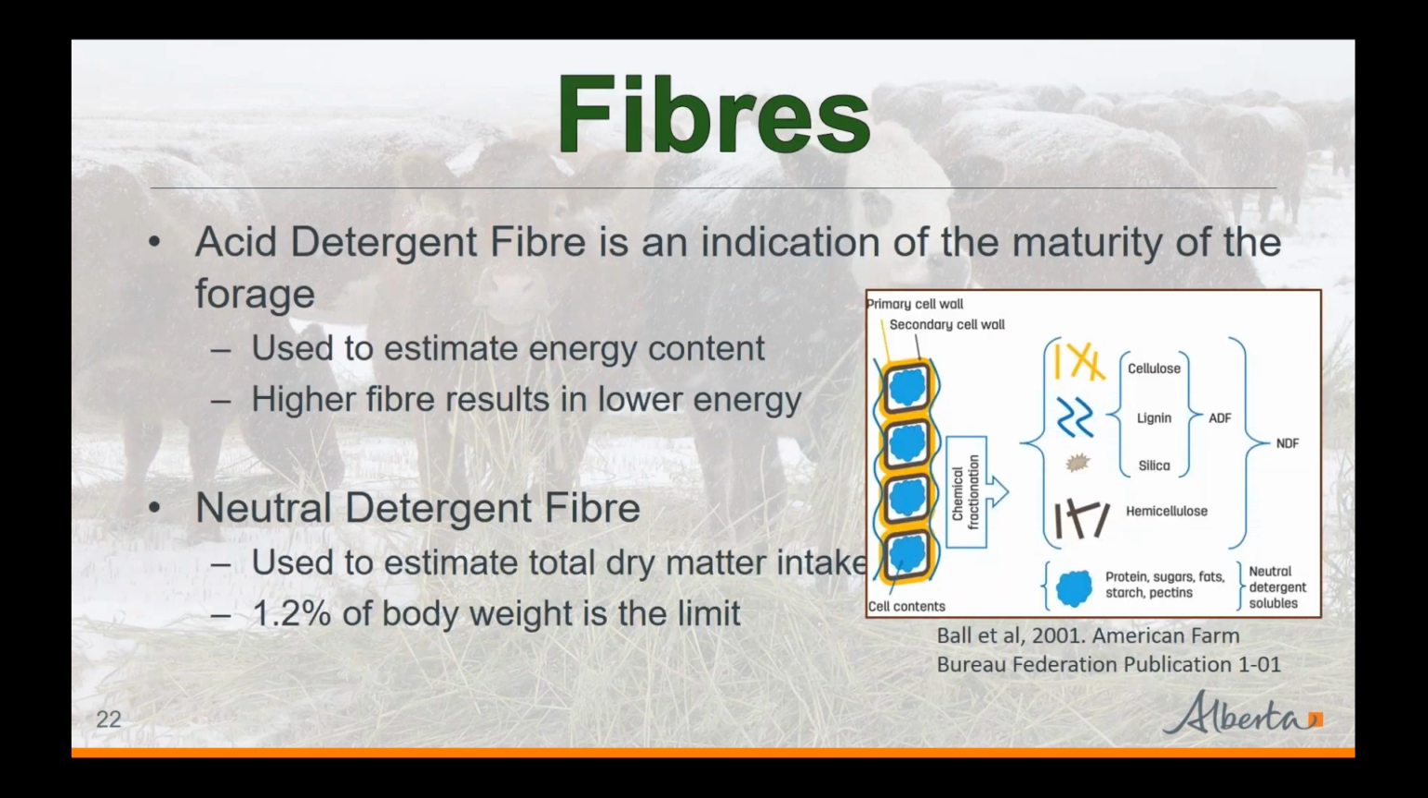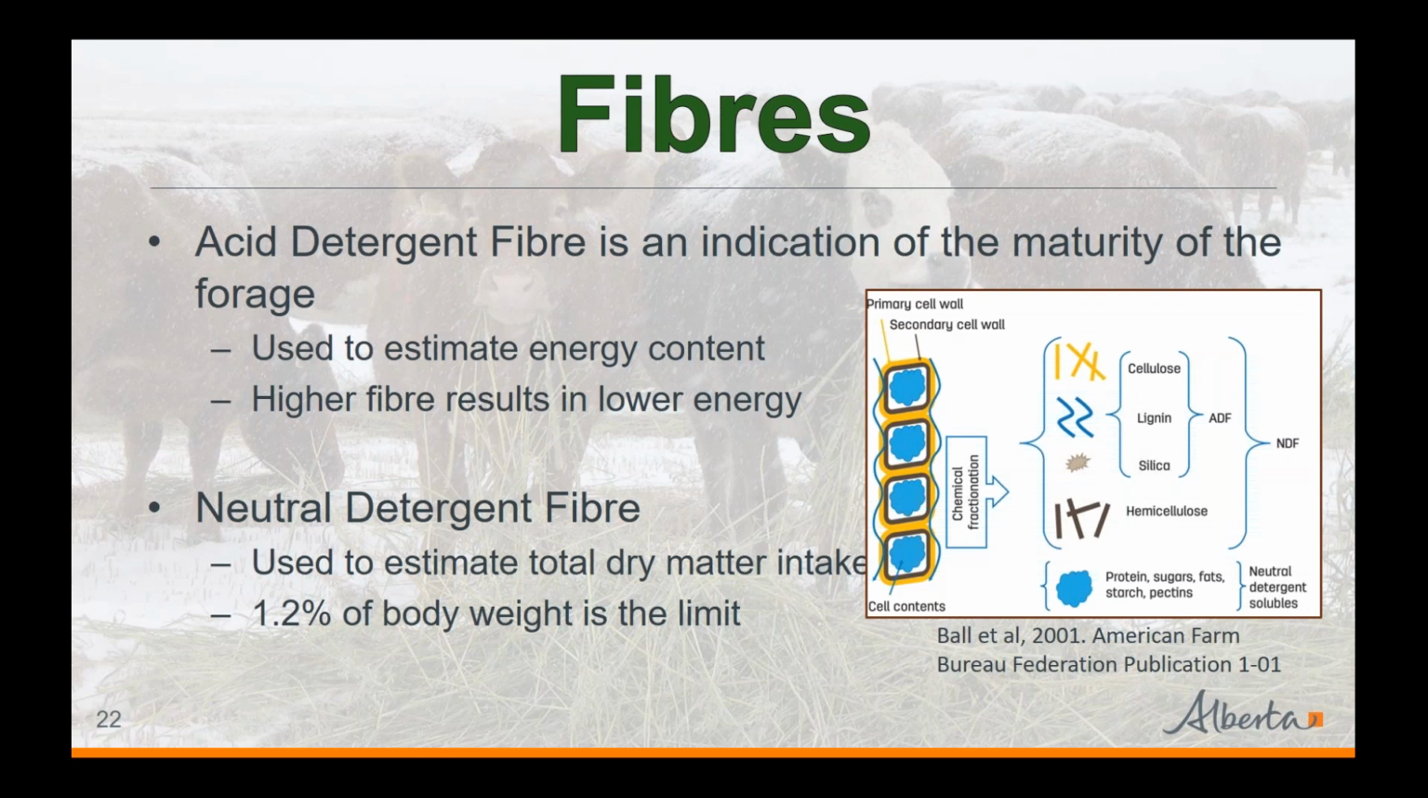So acid detergent fiber is an indication of the maturity of the forage. It's used to estimate the energy content that's present in the forage. As the fiber level goes up by roughly 2% per week, your energy levels drop by the same amount. So the more mature the plants are, the less energy you're going to have.